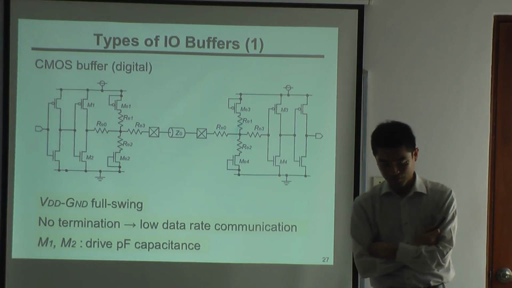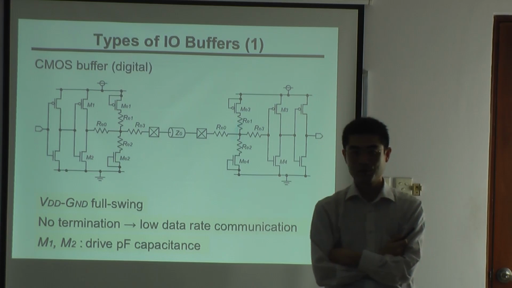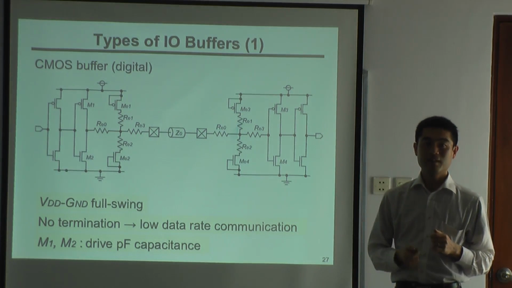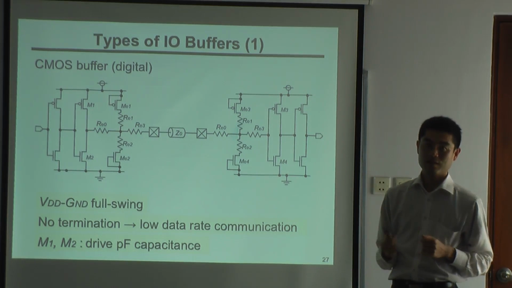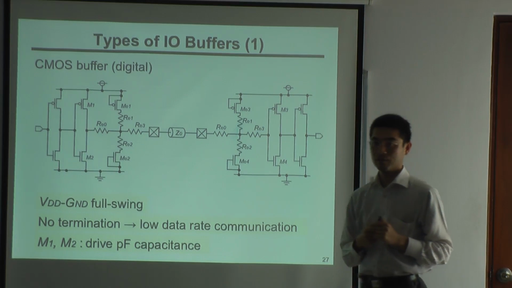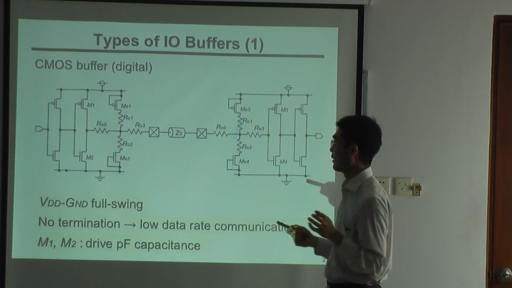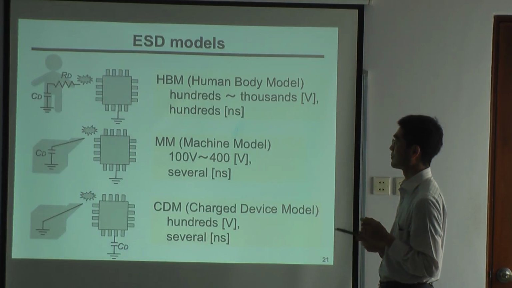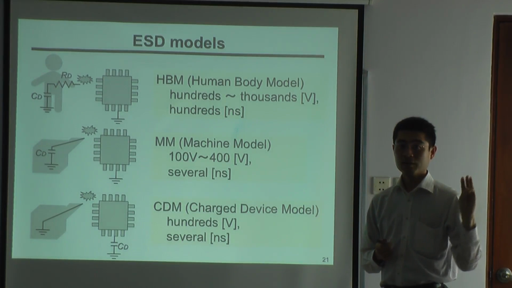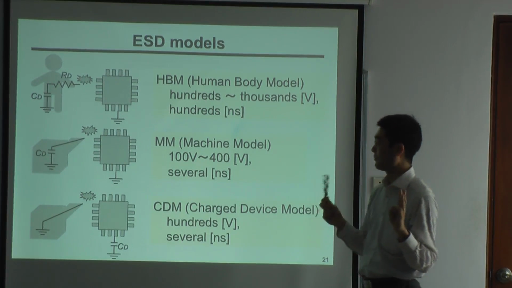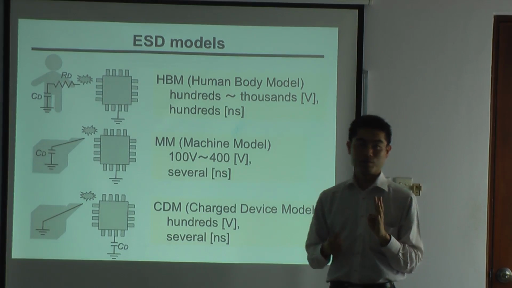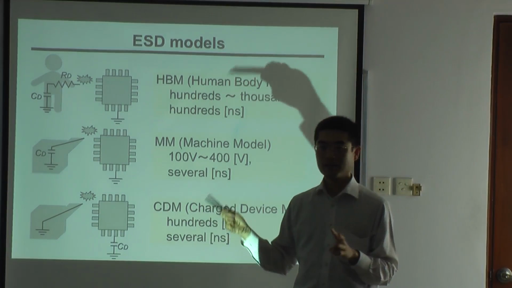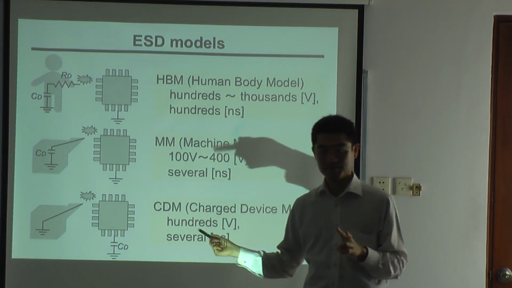Most of the time, we have to put ESD protection even for our partners. ESD has three models: human body, machine model, and charged device model. And as long as the chip passes this test, it is okay.